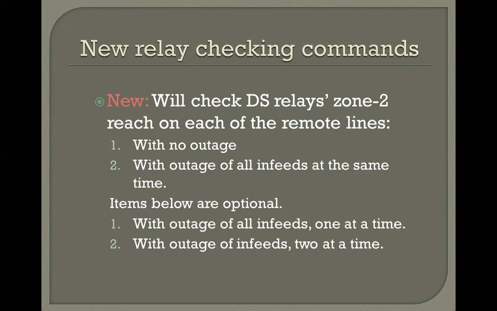Now, the following are optional. We will outage the infeeds one at a time and check the reach of the zone 2. And if you mark the one that says double contingencies, the program will also outage 2 infeeds at a time and check the reach of the zone 2.